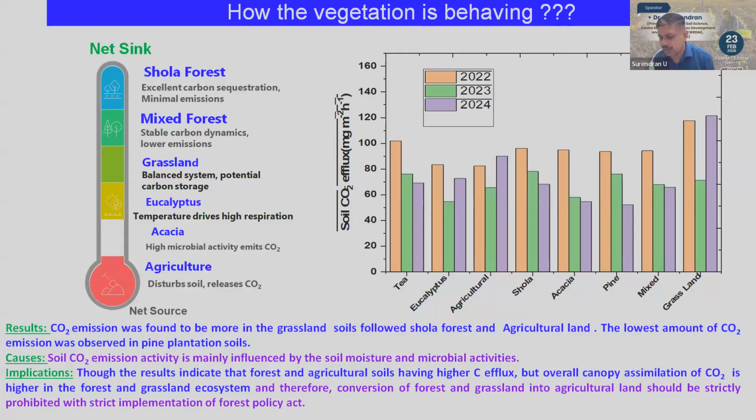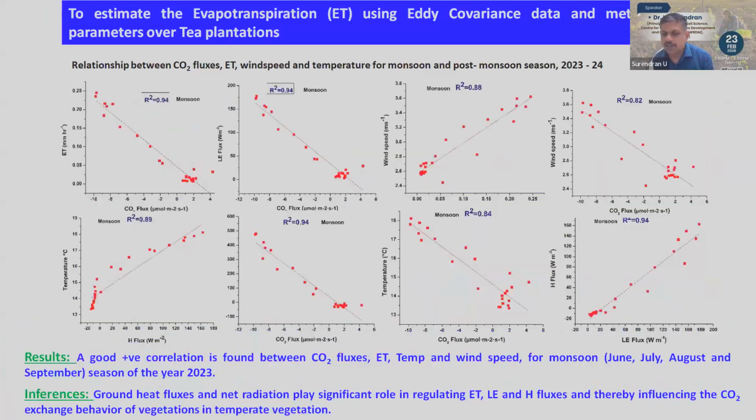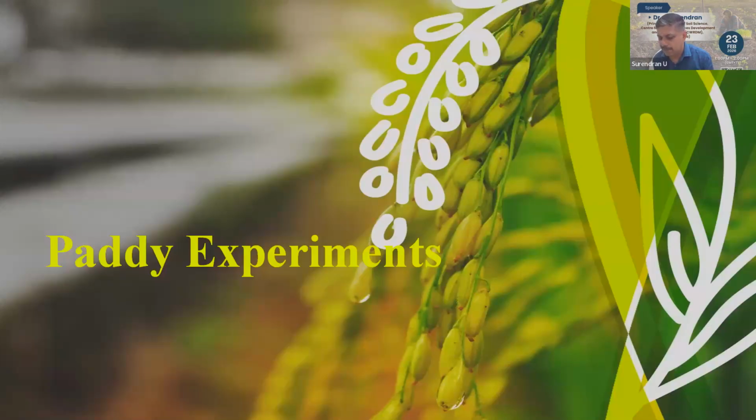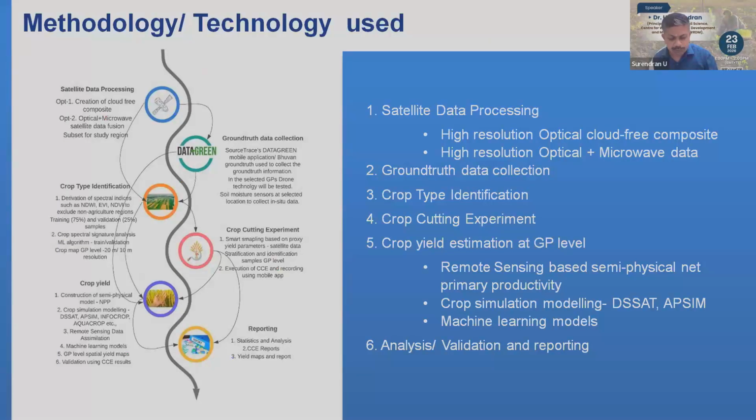Whereas in the case of agriculture, when tillage practices are happening, that will have a definite impact on your carbon dioxide flux. So that needs to be managed. And we found a good correlation of CO2 fluxes with evapotranspiration, temperature and wind speed as well. This suggests that these ground parameters are influencing the carbon flux in these systems.